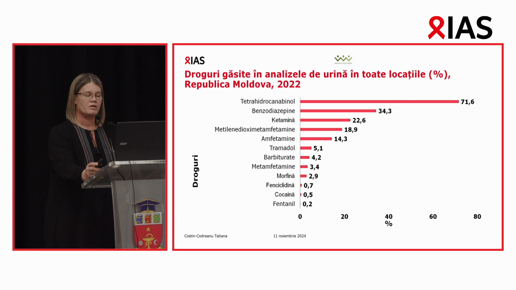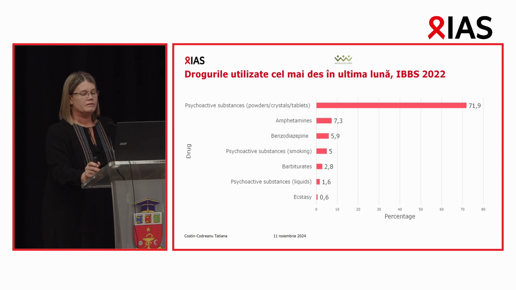Speaking about the urine tests used at the screening stage, most respondents had in their bodies tetrahydrocannabinol, in proportion of 72%, followed by benzodiazepine 34% and ketamine 23%. At the same time, the respondents stated that the most frequently used drugs in the last months were the psychoactive illegal new substances in form of dust, crystals or pills, 72%.